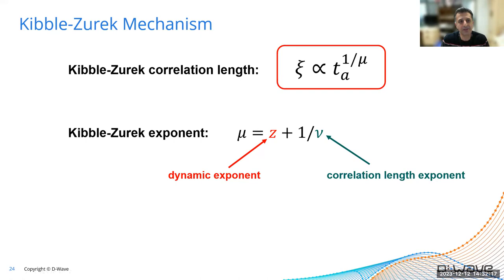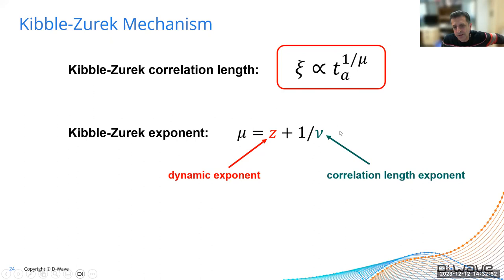If you haven't heard, this is a way of thinking about the Kibble-Zurek mechanism. So Kibble-Zurek tells you there's a relation between correlation length and the annealing time, or the speed of passing the critical point. And because it's critical dynamics, a universal behavior, there's a polynomial relation between correlation length and time. And the exponent we call the Kibble-Zurek exponent. I don't want to go into details of where this relation comes from and what these exponents are.